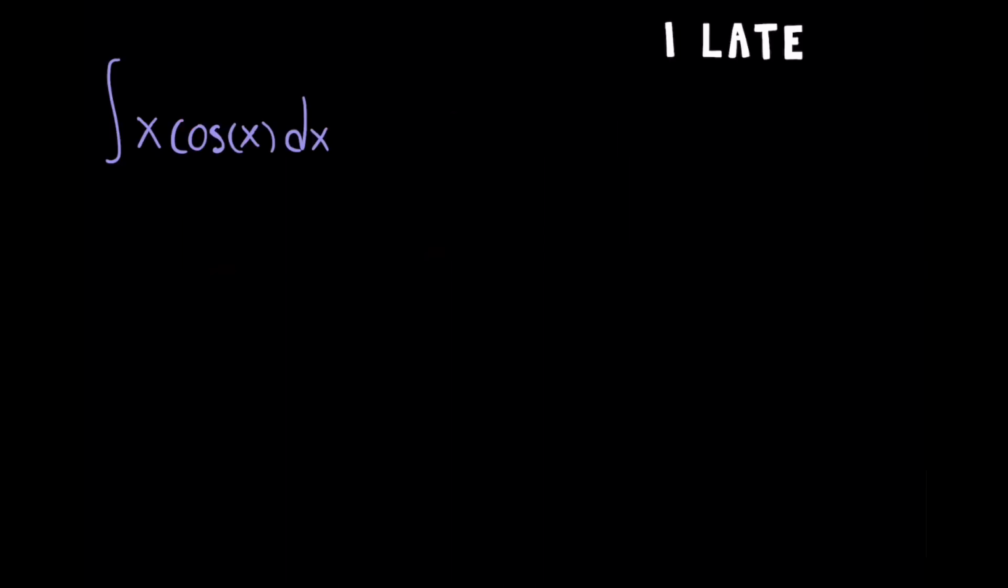So now let's say we're asked to find the integral of x times cosine x dx. Now we see that we have an algebraic term in x and a trigonometric one in cosine x. And by the acronym ILATE, the algebraic term comes first.